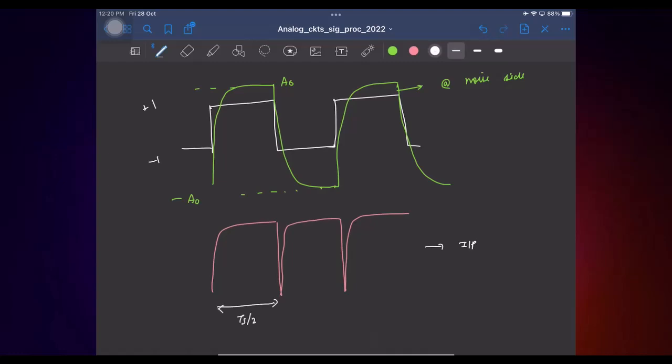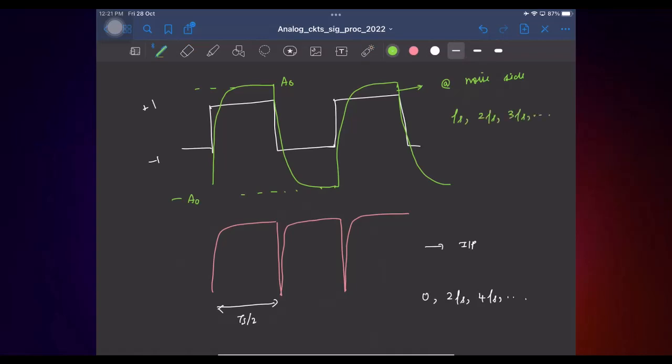So from this it is clear that what all frequencies from the input can alias to DC at the output? 0, 2fs, 4fs and so on. Whereas from here, for the noise, what is the period? Ts. So what frequencies can fold back to DC? Only fs, not 0, because this has 0 DC. So you will have only fs.